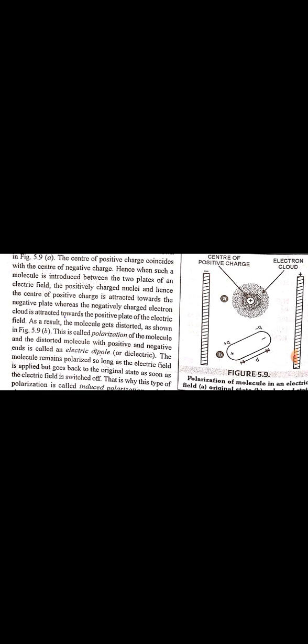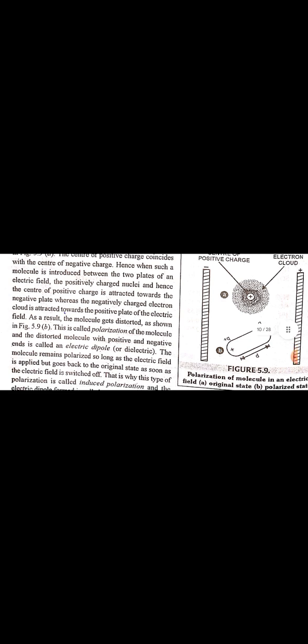This is called polarization of the molecule, and the distorted molecule with positive and negative ends is called an electric dipole or dielectric. The molecule remains polarized so long as the electric field is applied but goes back to the original state as soon as the electric field is switched off. That is why this type of polarization is called induced polarization, and the electric dipole formed is called the induced dipole.